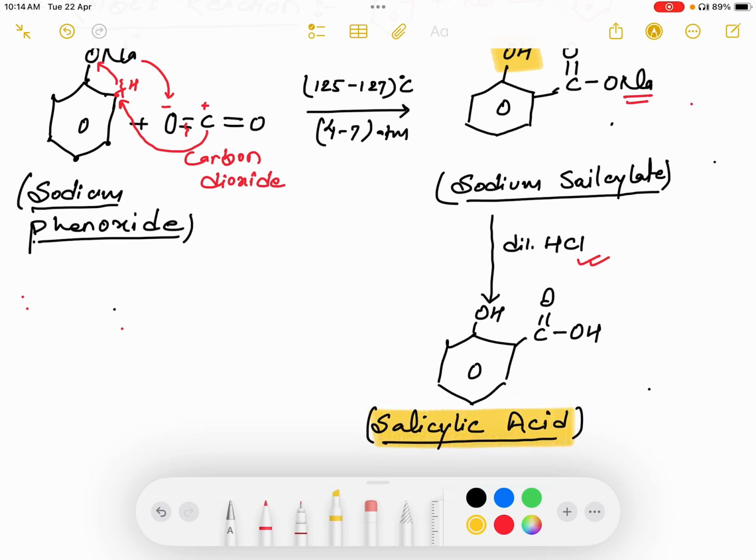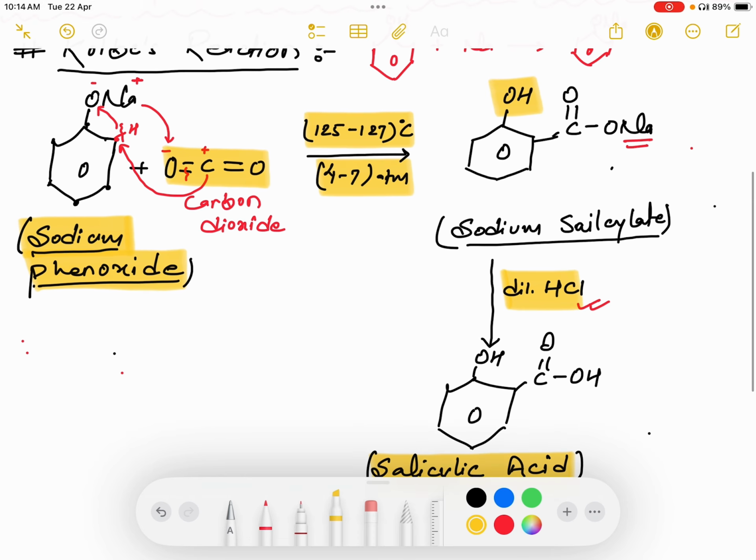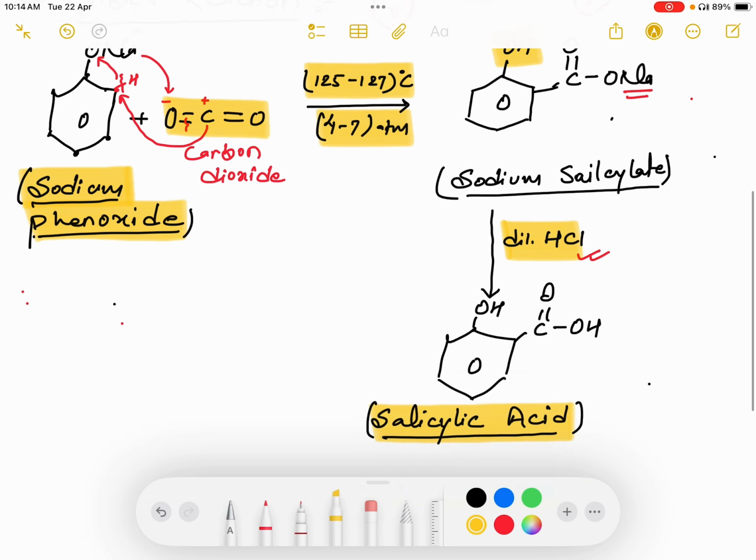You need to remember that when sodium phenoxide is treated with CO2 at a temperature of 125 to 127 degrees C and 4 to 7 atm pressure, it makes an intermediate which further reacts with HCl to give salicylic acid. Sometimes the question comes, what is the final product of Colles reaction? You must be able to reply it is salicylic acid. Next, what are the reactants used for Colles reaction? You must be able to say sodium phenoxide and CO2, which is further treated with dilute HCl.